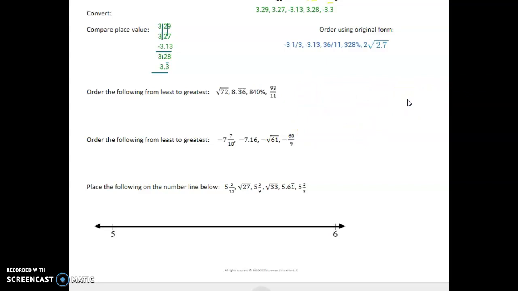Step 1, convert them all to decimals. Step 2, stack them and compare place value. Step 3, list them least to greatest in their original form. Pause the video now.